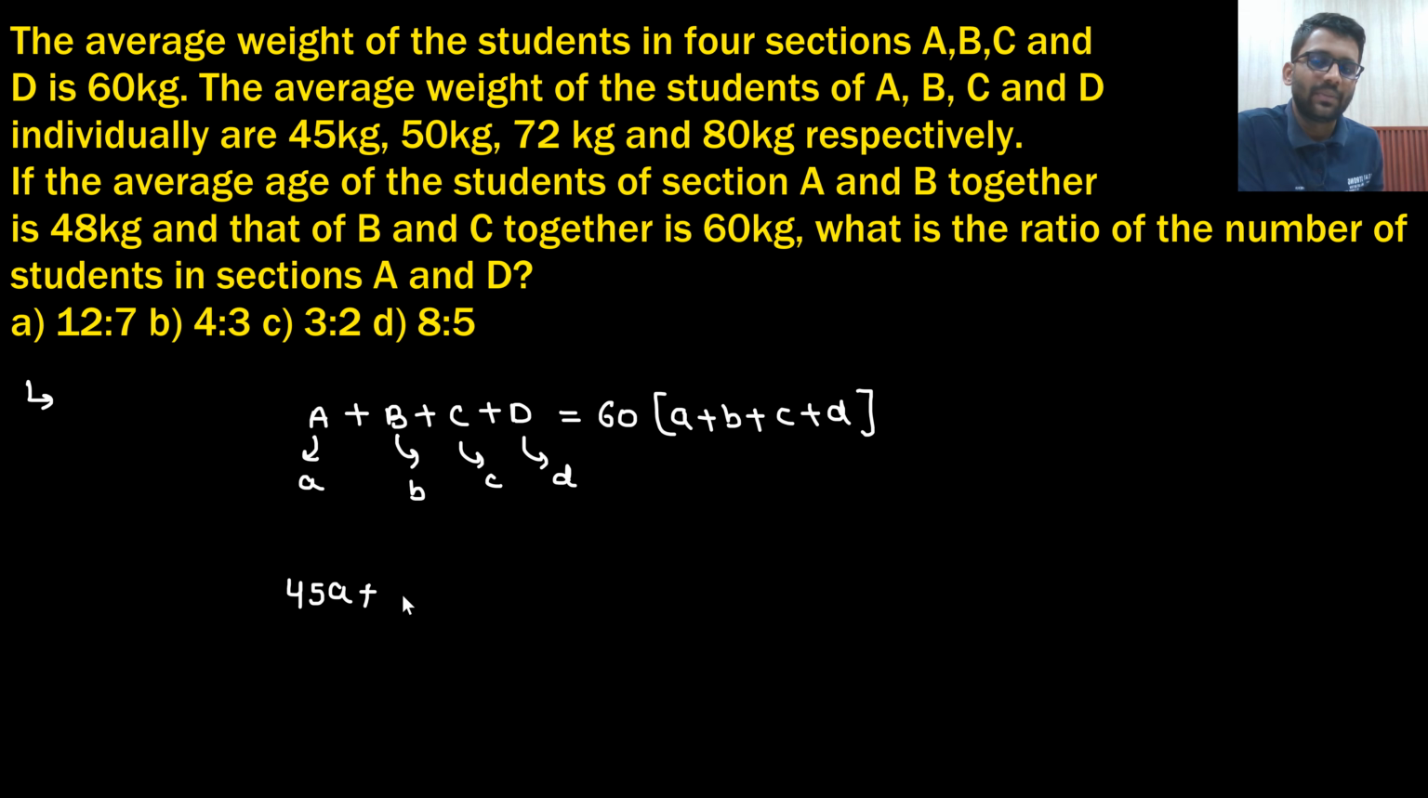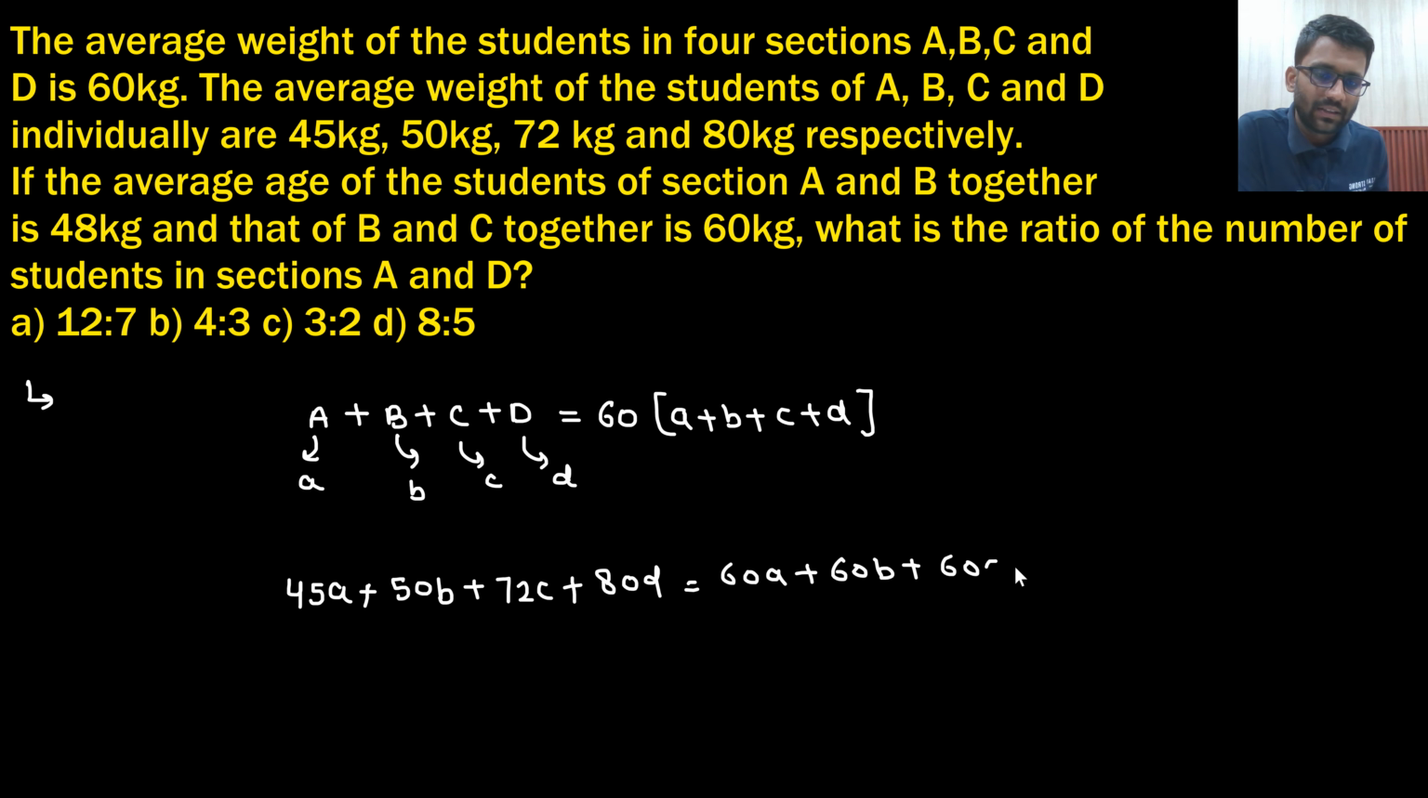And what about class B? The total weight will be 50B. And what about class C? That would be 72C. And what about class D? That would be 80D. And that is equal to 60A plus 60B plus 60C plus 60D.